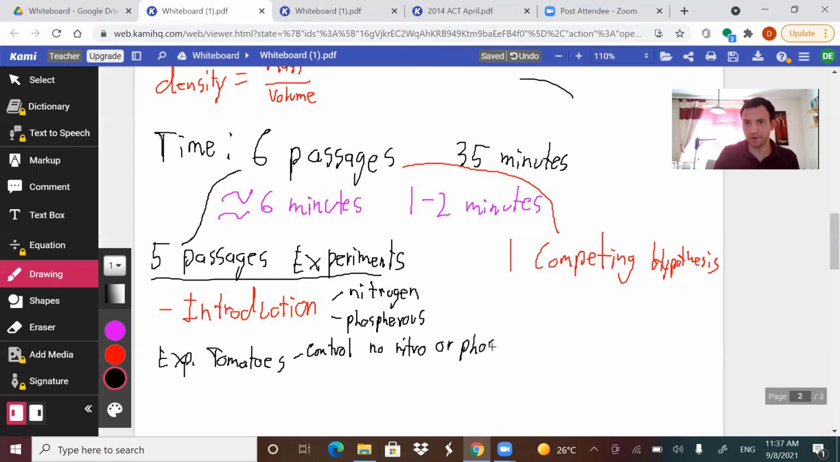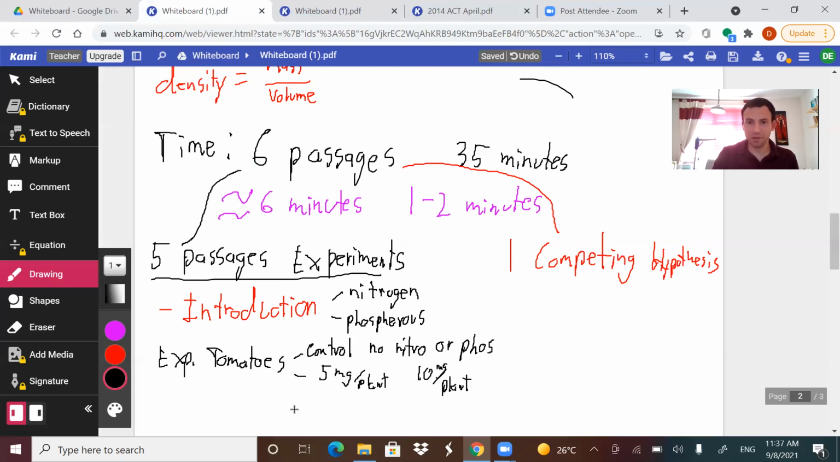So no nitro or phos. Then what they'll do is they'll have a group that gets varying levels of nitrogen. I don't know what the right amount is. The unit almost doesn't matter, but we'll say like 5 milligrams of nitrogen per plant, and I apologize if that's not the right level, 10 milligrams of nitrogen per plant, and so on.